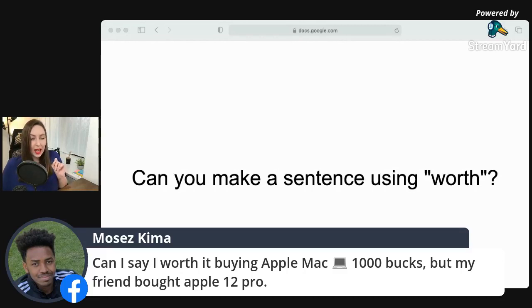Can I say I worth it buying Apple Mac $1,000, but my friend bought Apple 12 Pro. So maybe this sentence needs a little bit of reconstruction. So I would say it was worth buying an app, maybe an iMac. You mean like an iMac computer? It was worth buying an iMac for $1,000. But my friend bought Apple 12 Pro. So I think that means the iPhone 12 Pro. So I would change it. It was worth buying. It was worth buying. Okay.